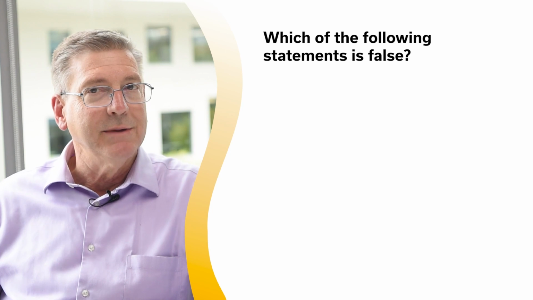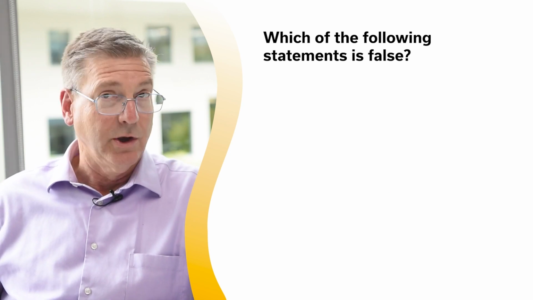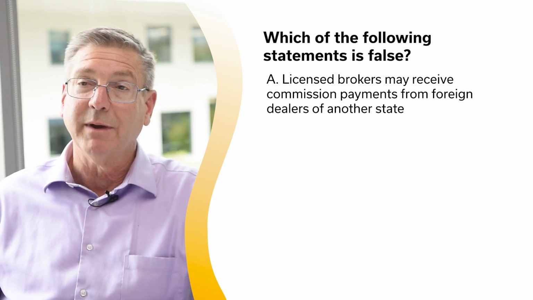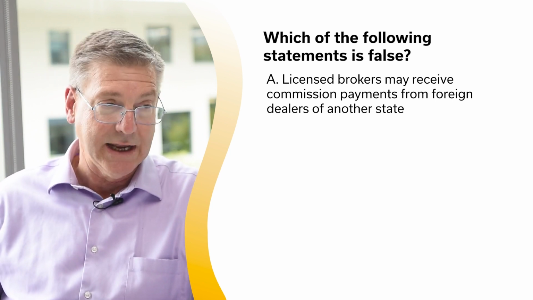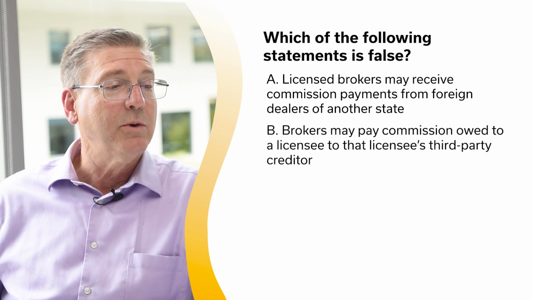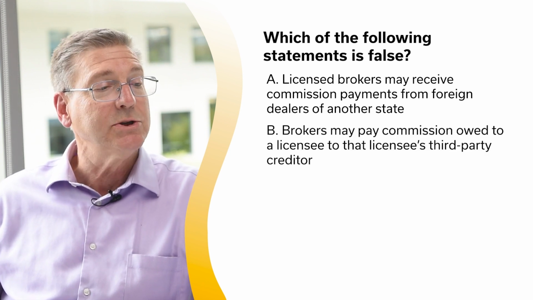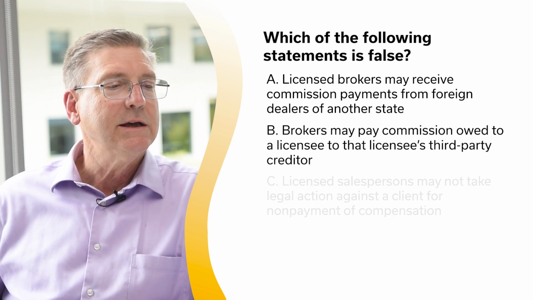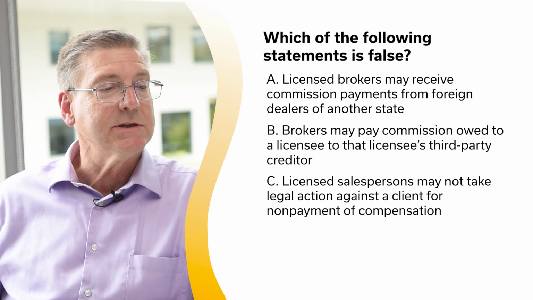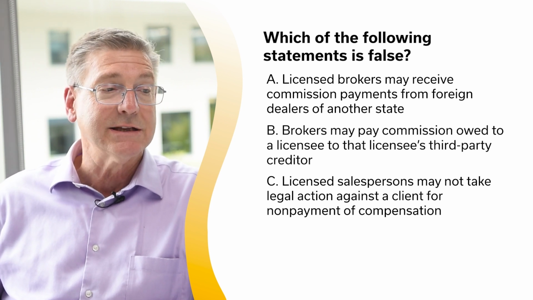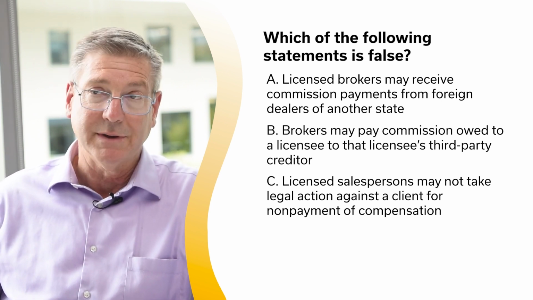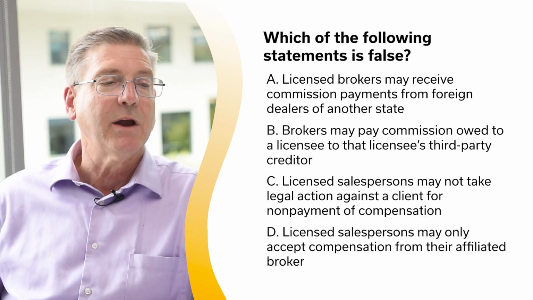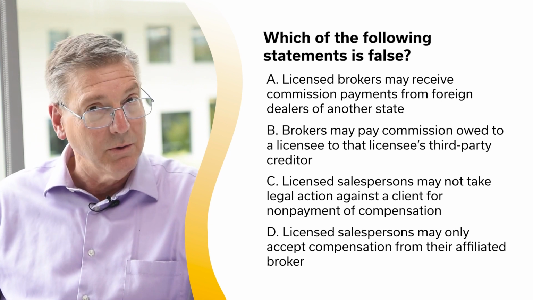Which of the following statements is false? We're looking for the false one. A, licensed brokers may receive commission payments from foreign dealers of another state. B, brokers may pay commission owed to a licensee to that licensee's third-party creditor. C, licensed persons may not take legal action against a client for non-payment of compensation. Or D, licensed persons may only accept compensation from their affiliated broker.